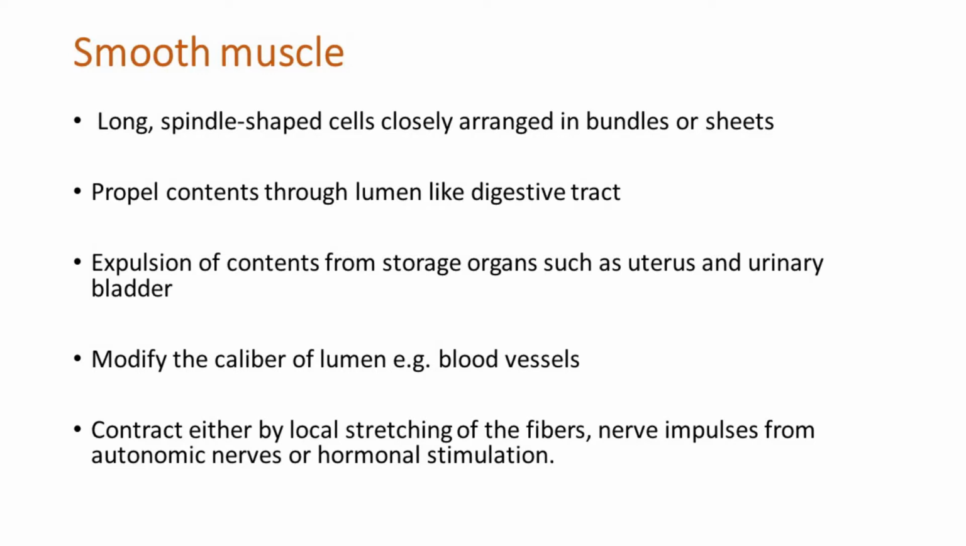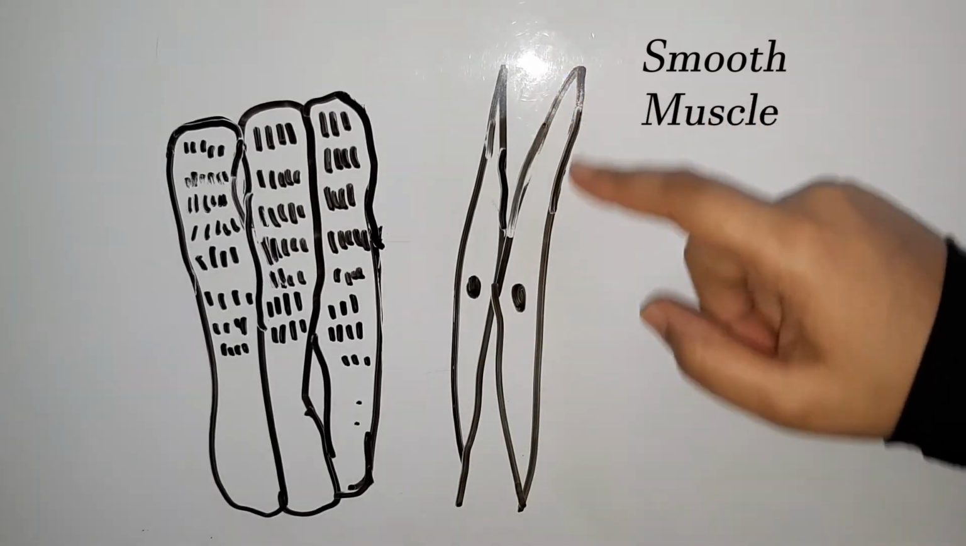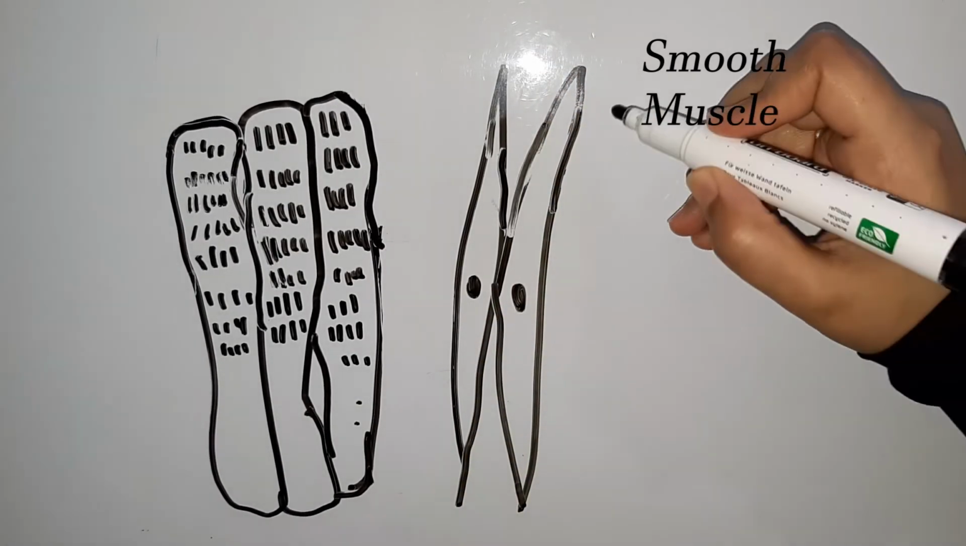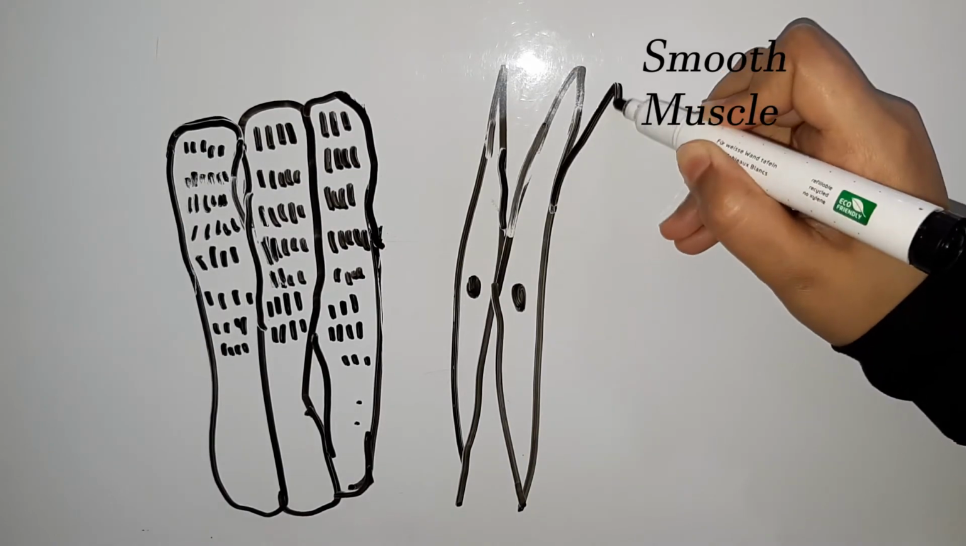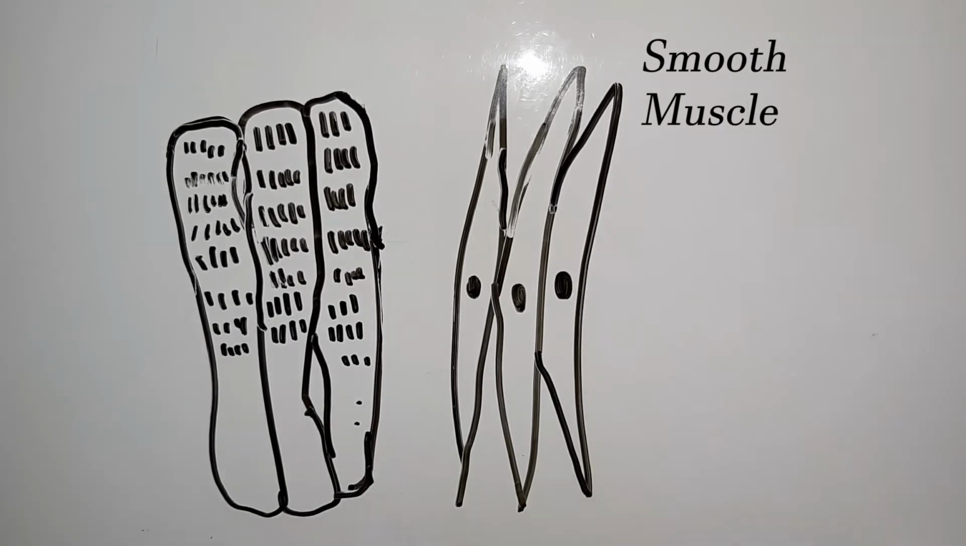The next one is the smooth muscle. Smooth muscles are composed of long spindle shaped cells that are closely arranged in bundles or sheets. I've shown 2 to 3 fibers here for your understanding. These are smooth muscle fibers. They usually form the structure of the internal organs of the body, like the digestive tract, the urinary tract, the blood vessels. They form the walls of these tracts, and their functions also vary based on which kind of organ they are part of.